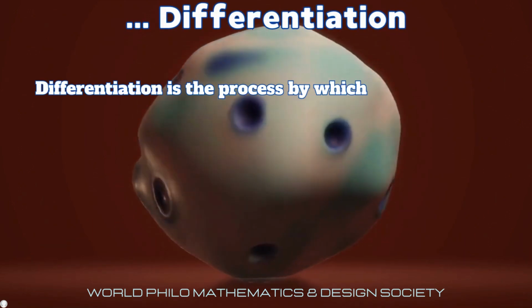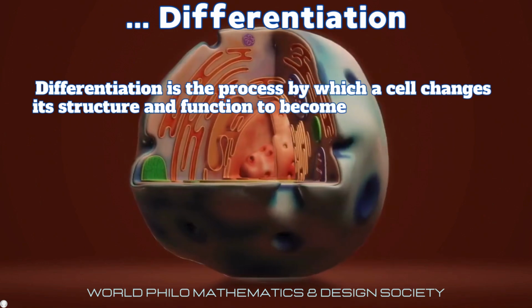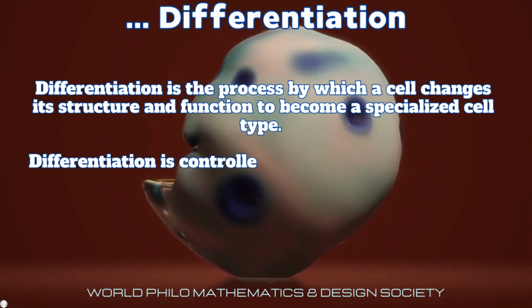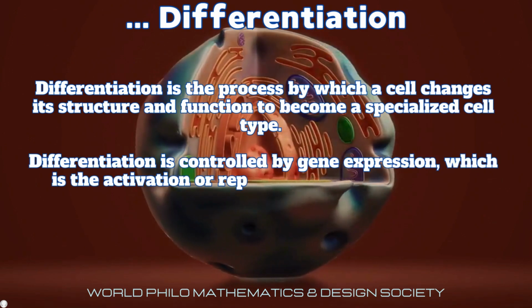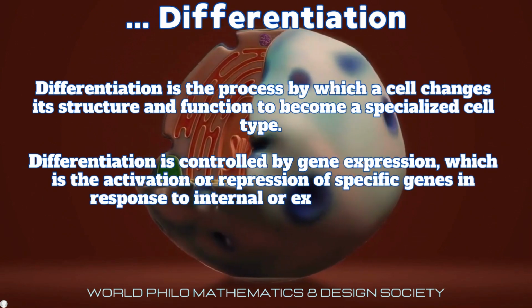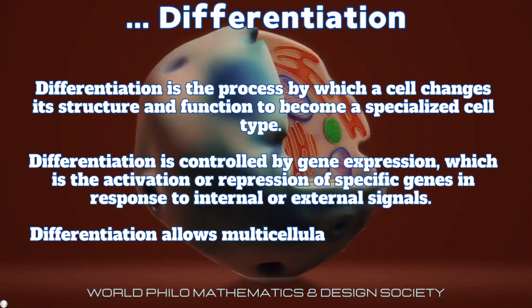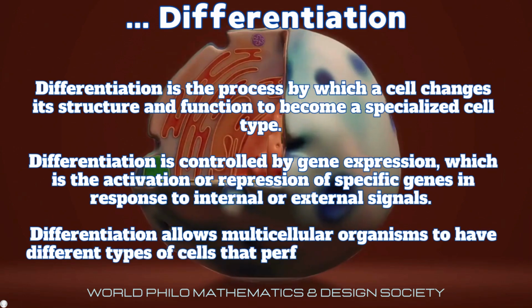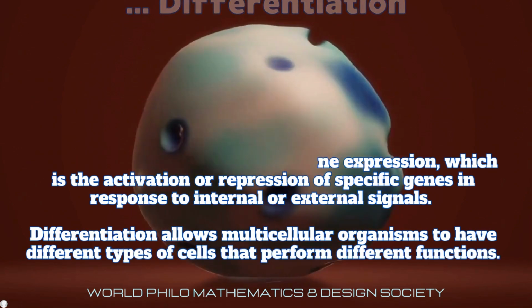Differentiation is the process by which a cell changes structure and function to become a specialized cell type. Differentiation is controlled by gene expression, which is the activation or repression of specific genes in response to internal or external signals. Differentiation allows multicellular organisms to have different types of cells that perform different functions.